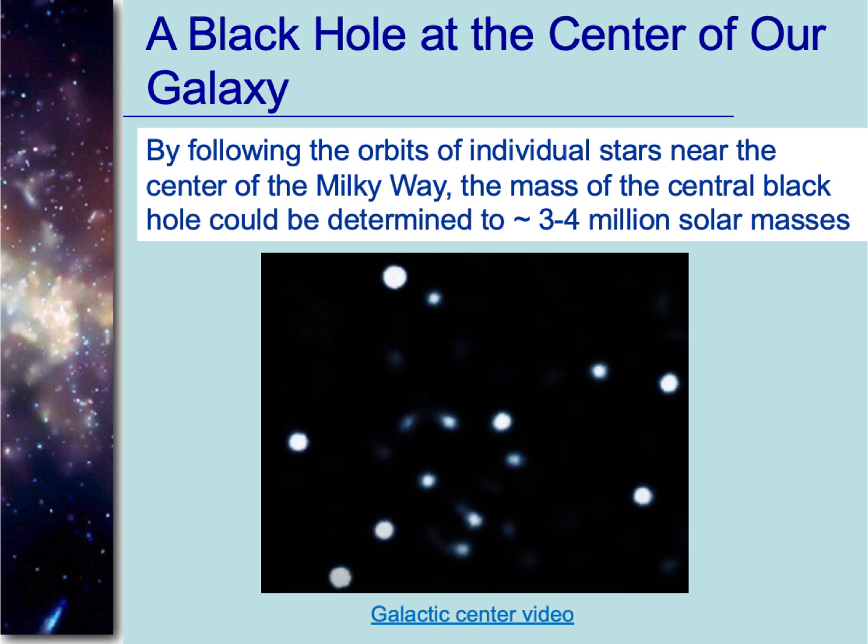Go through the PowerPoint in slideshow mode and activate this link to see these stars closest to the galactic center orbiting what appears to be nothing. You can tell that these stars are orbiting something, but when you zoom in, they don't appear to be circling around anything at all. The object at the center of our galaxy is a supermassive black hole.